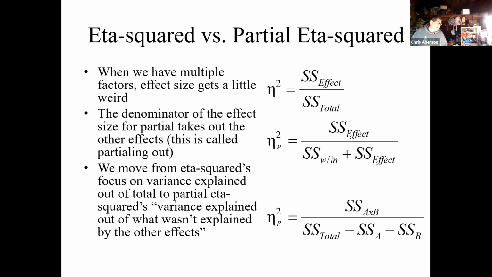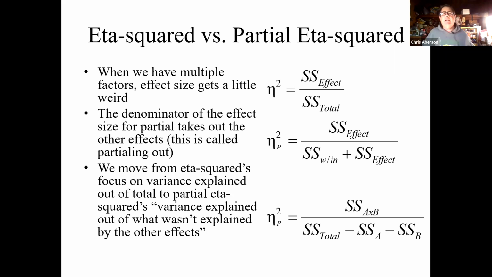We saw before with the one factor, just straight up eta squared: the sums of squares of the effect over the sums of squares total. And that makes sense. It's the proportion of variance explained, just like you have with regression. It's out of the total amount of variance.